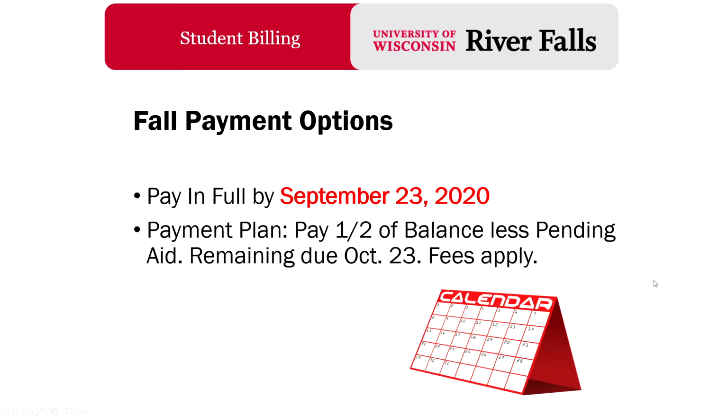Fall payment options. So the due date for fall tuition is September 23rd. The options are you can pay that in full on that day, or if you'd like, you can pay half of the balance due, less any pending aid that still hasn't applied to your account on that day, and pay the remainder a month later, October 23rd. If you decide to split the balance in half, there is a fee that applies, and it is 1.25% of the remaining balance due.